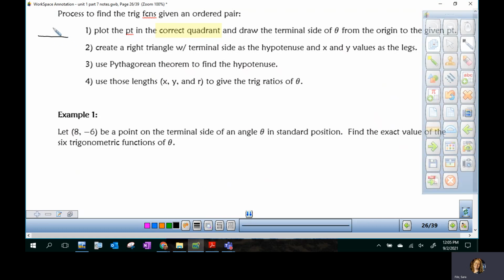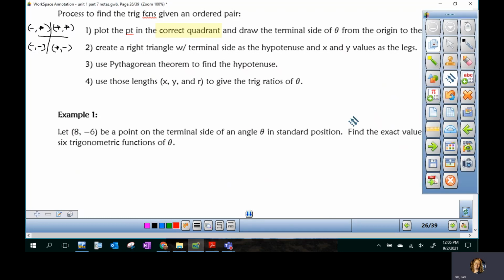And remember how you know where you're going to be. You've been plotting points a long time. If it's positive, positive, you're in quadrant 1. If you've got negative, positive, you're in 2. Negative, negative, you're in 3. And positive, negative, for your ordered pair, you're in 4. So figure out what quadrant you're in, and we're going to draw the terminal side to that point. So plot the point, draw the terminal side.